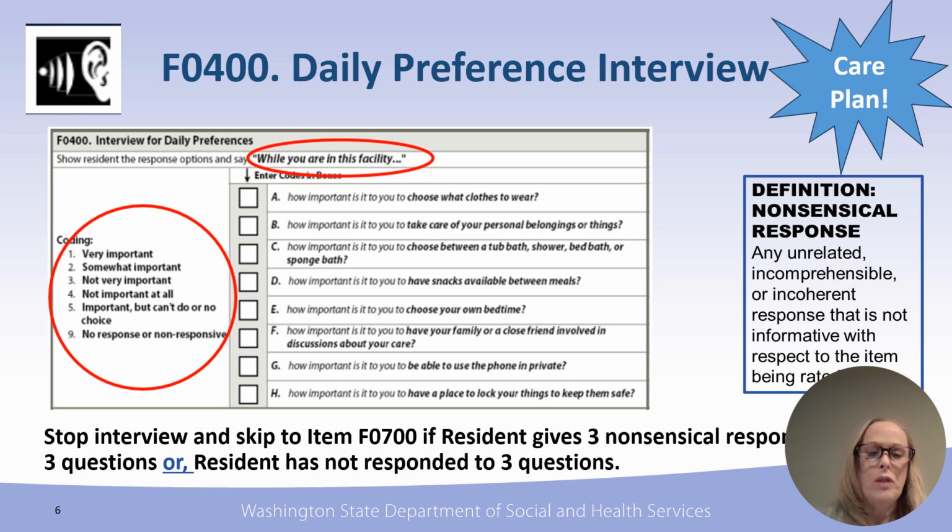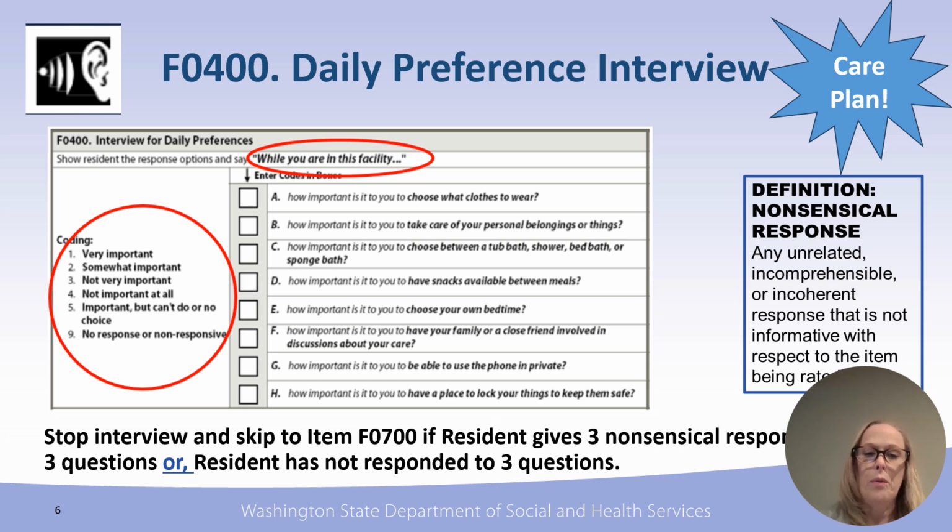Then there are also directions for these items. You can stop the interview and skip to item F0700 if the resident gives 3 nonsensical responses to the first 3 questions, or the resident does not respond to the first 3 questions. So you're going to go through those items A through H, and you're going to code 1, very important, 2, somewhat important, 3, not very important, 4, not important at all, 5, important, but can't do it, so no choice, or 9, no response, non-responsive.